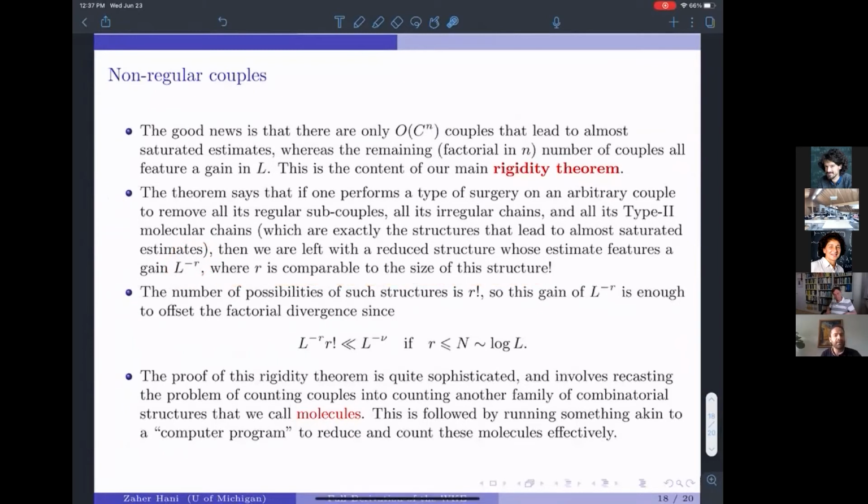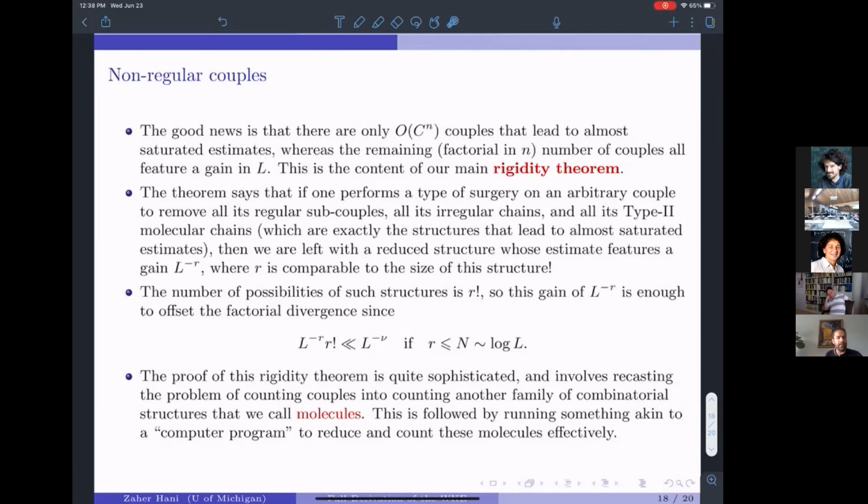So if the size of the structure is R, then the gain in the estimates is L to the minus R. Why is this sufficient? This is sufficient because the number of possibilities of such structures is R factorial. Remember, the number of possibilities of a tree of scale n was n factorial or 2n factorial. So if we're talking about those couples of size R, their number is R factorial, and each one of them comes with a gain of L to the minus R. So what you need is that L to the minus R times R factorial is less than L to the minus mu.